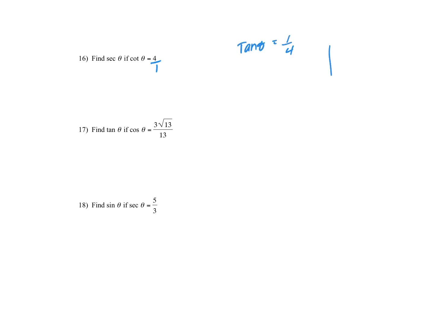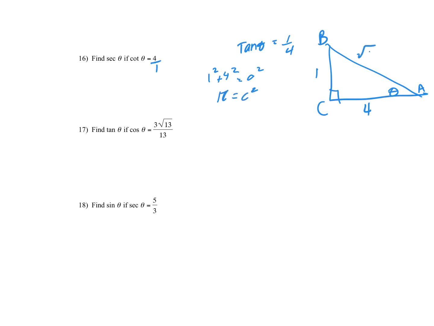So if the cotangent is 4 over 1, that means that the tangent of theta is 1/4. And we draw the same triangle, put theta in the same place here. And if the tangent is 1 over 4, it's opposite over adjacent. And they want the secant. You're going to need the hypotenuse. So it's going to be 1 squared plus 4 squared equals c squared. That's 17 equals c squared. So this guy's going to be square root of 17.